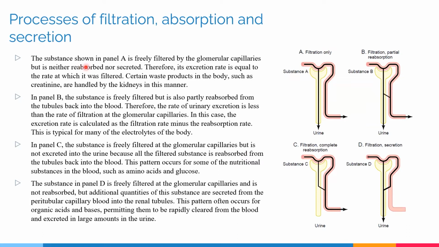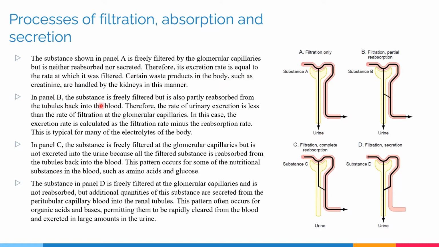The substance shown in panel A is freely filtered by the glomerular capillaries, but is neither reabsorbed nor secreted. Therefore, its excretion rate is equal to the rate at which it was filtered. So the amount of filtered substance flows directly into the urine and is not affected by reabsorption or secretion. Certain waste products in the body, such as creatinine, are handled by the kidneys in this manner.